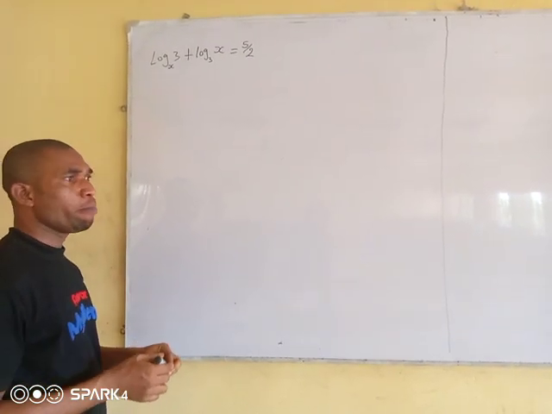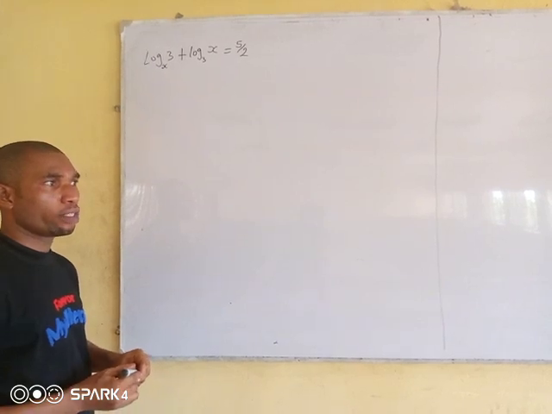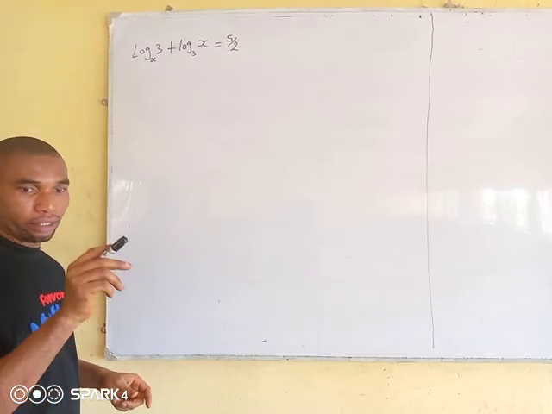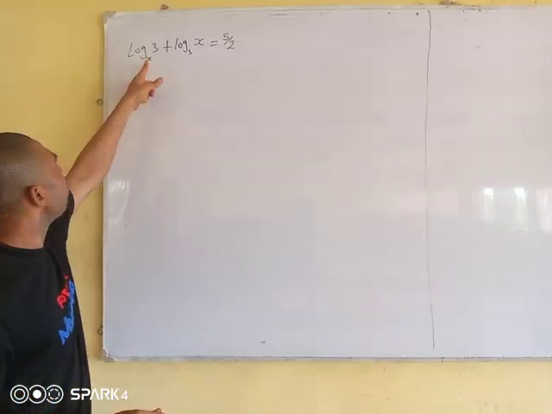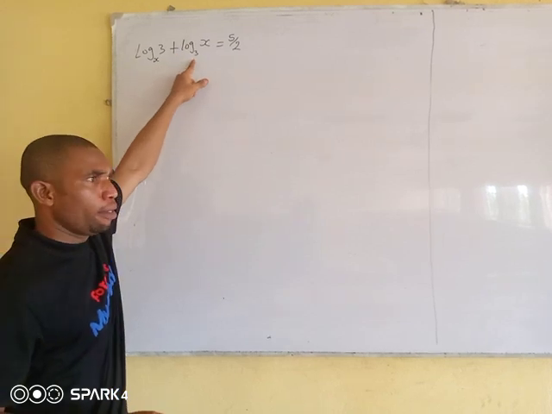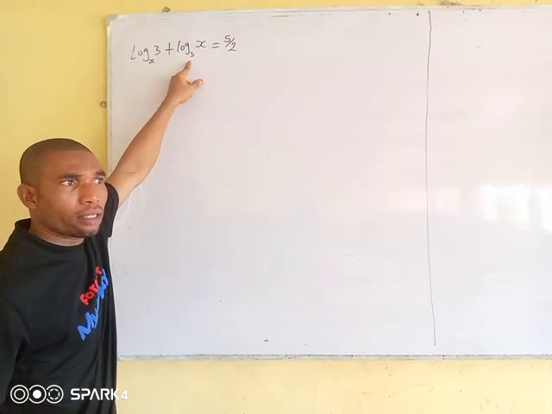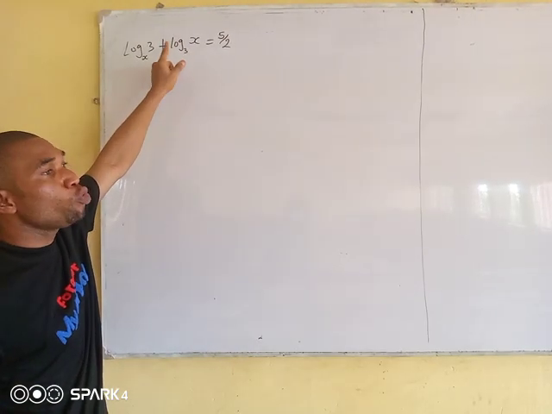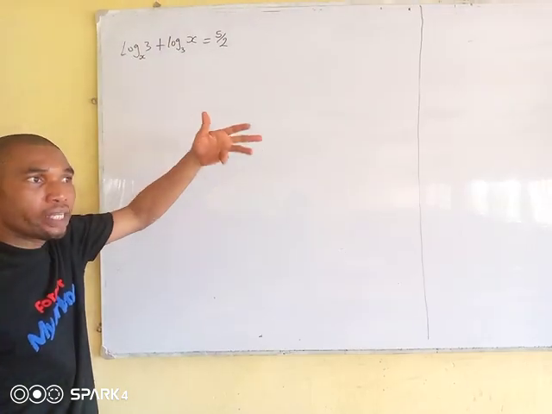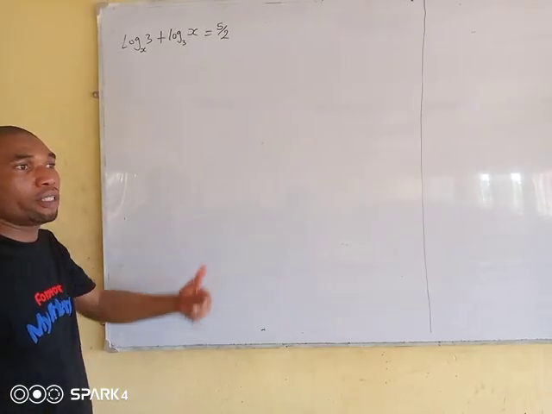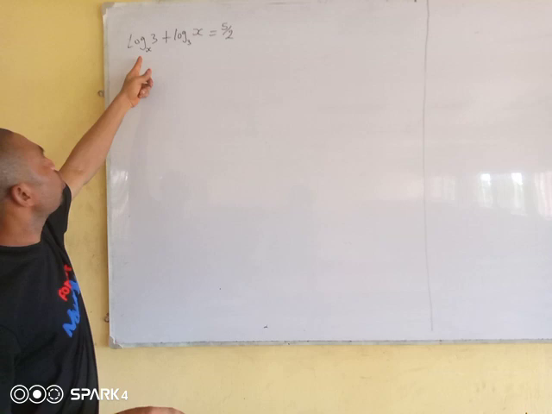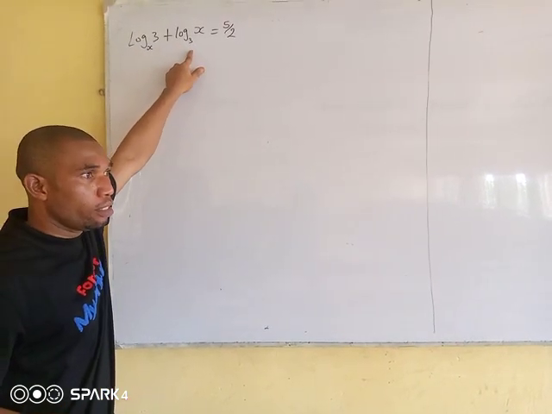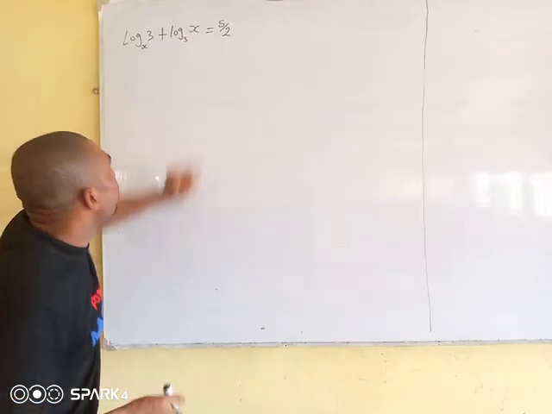Now, remember what I told you, that before solving any logarithmic equation, we must make sure that the bases are the same throughout. But here I'm having base x, here I'm having base 3. So I'm going to use what I call change of base. That is one of the laws of logarithm. Either I change the first term to base 3, or I change the second term to base x.